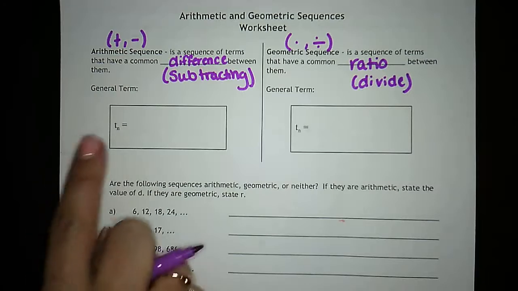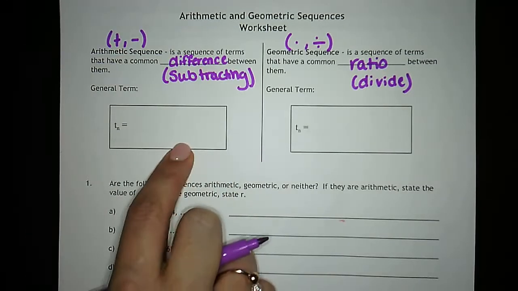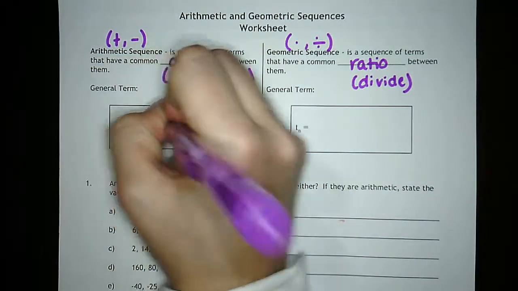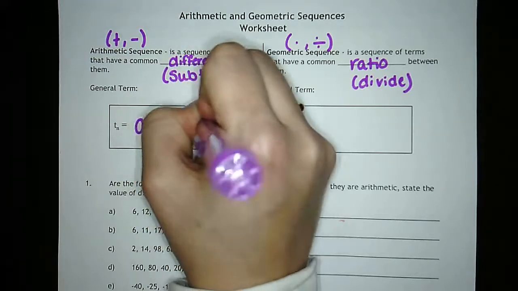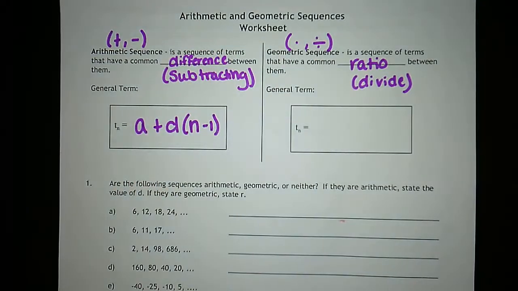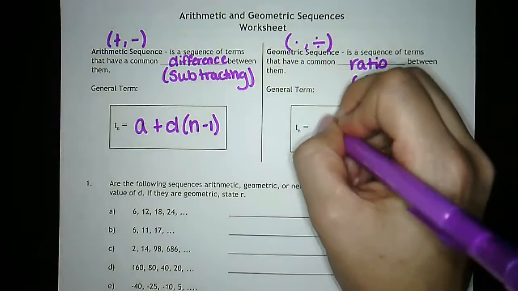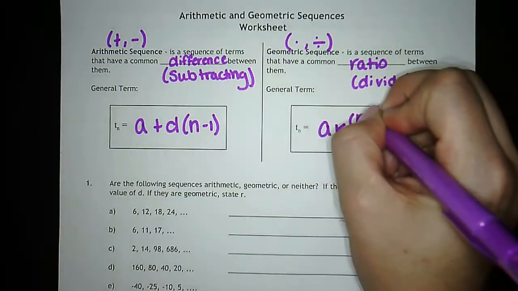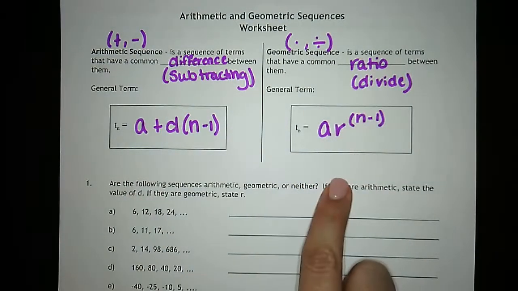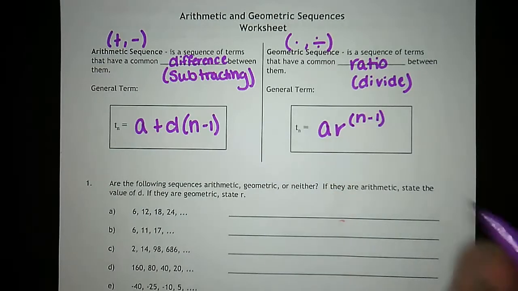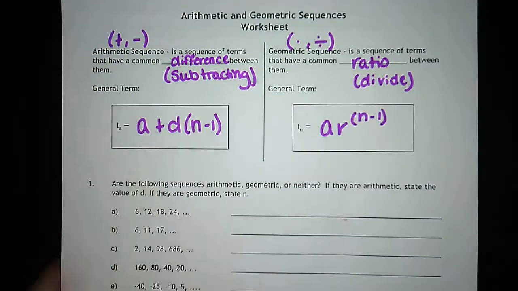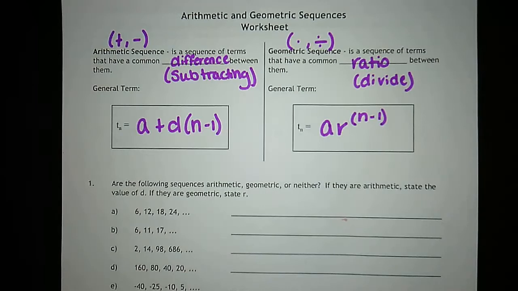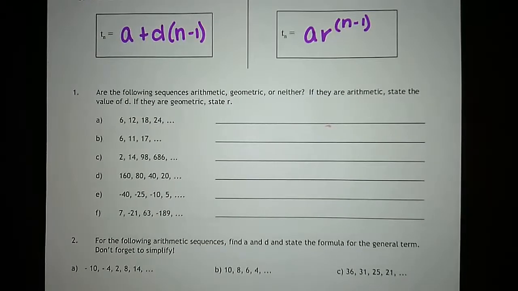Your general formula for arithmetic sequences is A plus D times n minus 1. For geometric, it's A times R raised to the n minus 1. So quite similar. The only difference is one is multiplication, where the other one is just adding and subtracting. So let's look at a couple of examples. I'm going to have the formula staying at the top so we can refer back and forth to those. We're only going to look at this one section here and then go on to the next page.